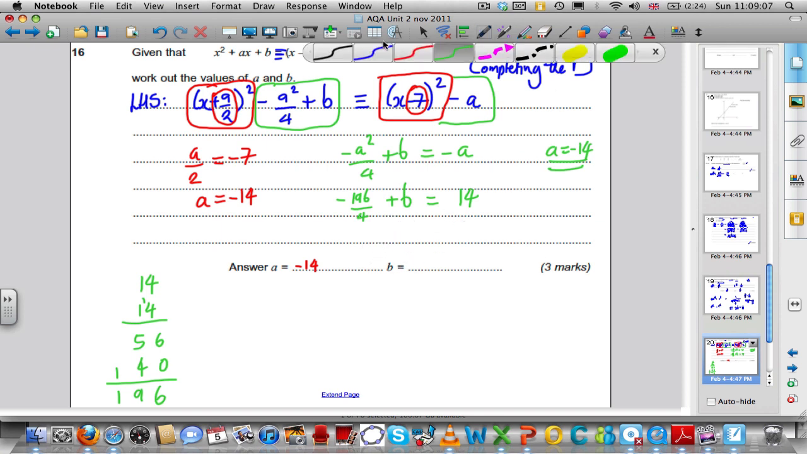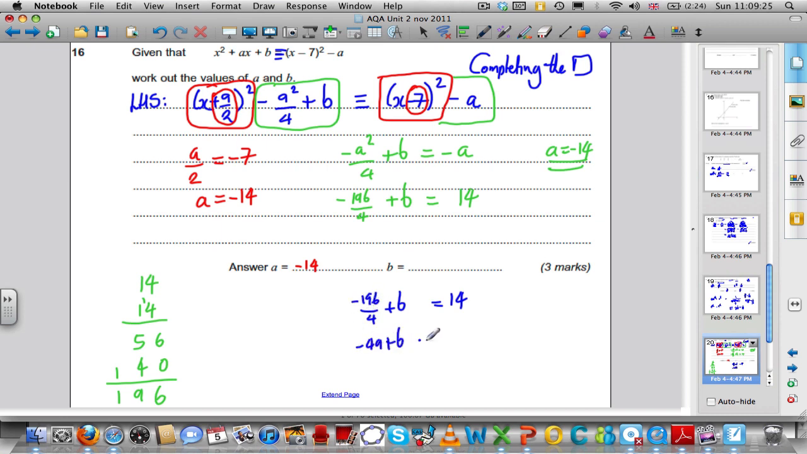Okay, let's keep solving from there. Minus 196 over 4 plus b is equal to 14. Well, 200 over 4 is equal to 50. So 196 over 4 must be 49. So this is minus 49 plus b equals 14. Add 49 to both sides and you get b is equal to 63. So b is equal to 63 there. Now, a very difficult question, quite confusing there, but you're completing the square and making things equal to each other.